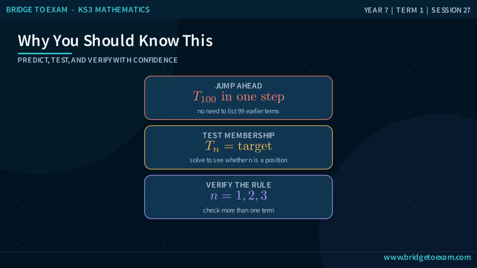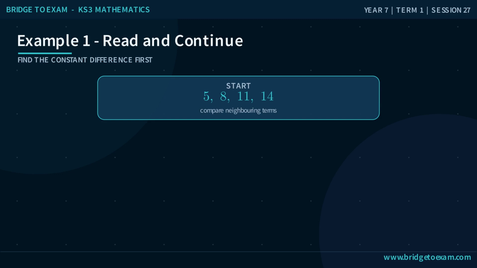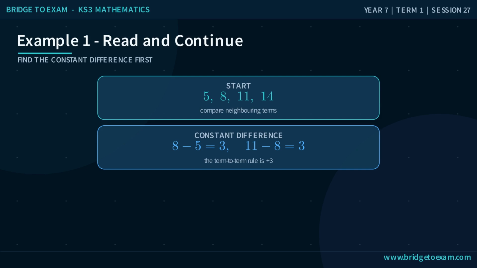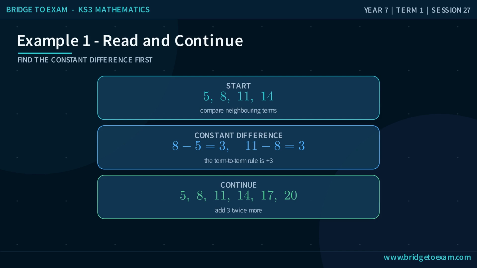Start with 5, 8, 11, 14. Subtract neighboring terms. 8 minus 5 is 3, and 11 minus 8 is also 3. The constant difference is positive 3. So the term-to-term rule is add 3, and the next two terms are 17 and 20.